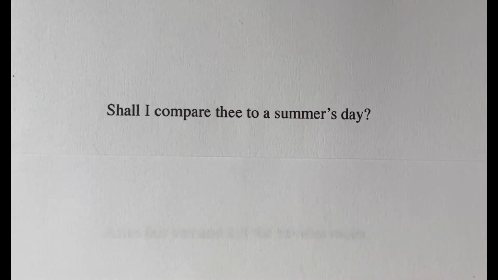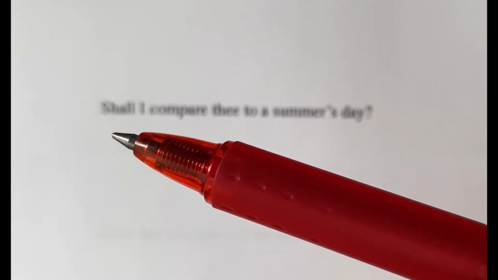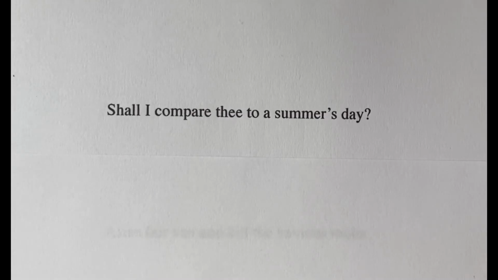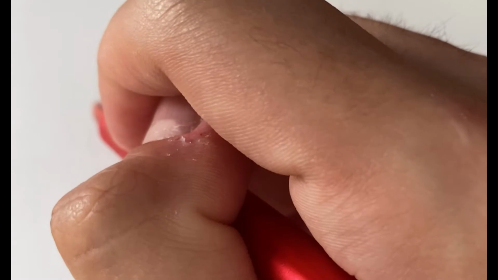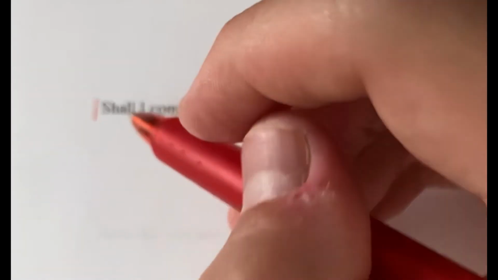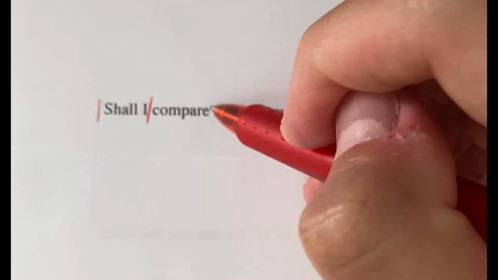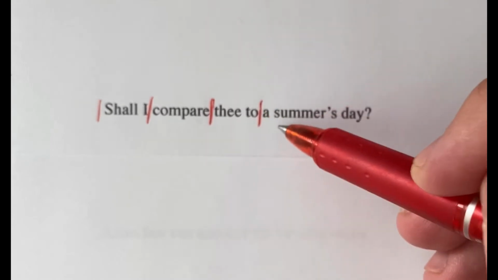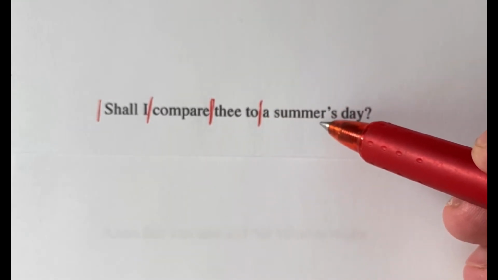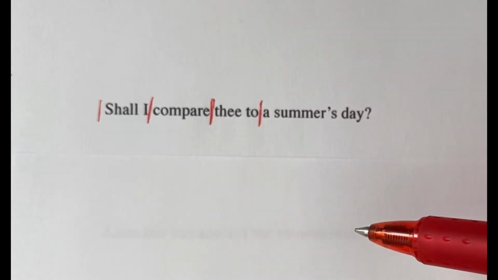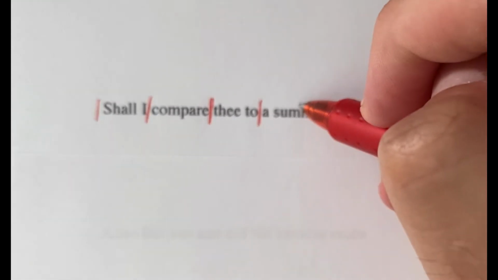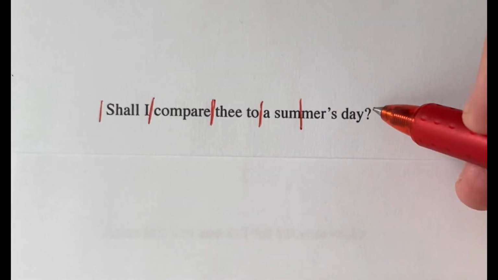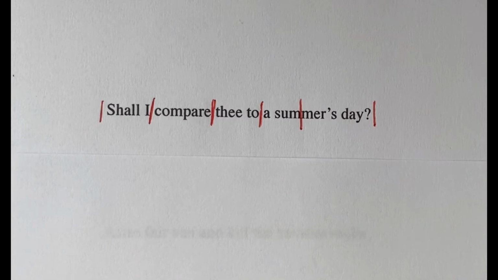So now using straight lines, we're going to separate these into 2-syllable pairs, right? So I'm going to use my red pen to do this. Again, you're going to want to use your pencil to do this, right? So I have one at the beginning. So shall I, it's a pair of syllables. Compare is 2 syllables, so that's one on its own. Then thee to. A sum, we're going to have to split the word summer because it's 2 syllables, and to make it fall into a 2-syllable pair, we're going to split it in half. So mer's day is our last one. There we go. So as you can see now, we have 5 pairs of 2 syllables each.